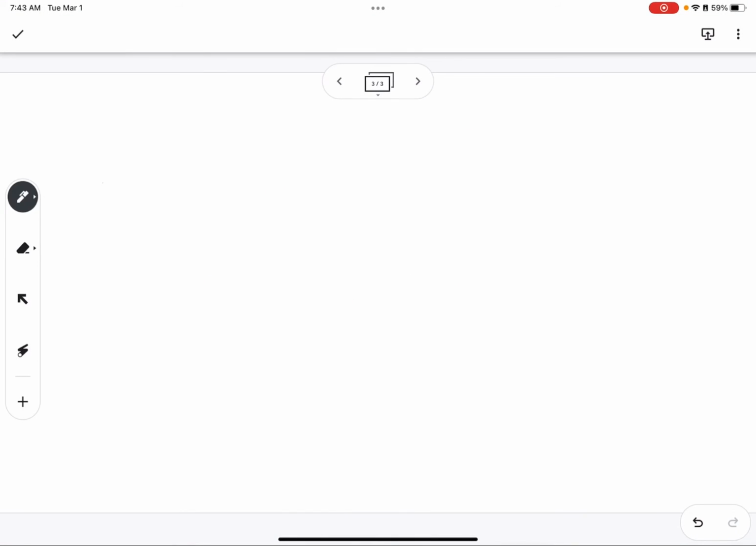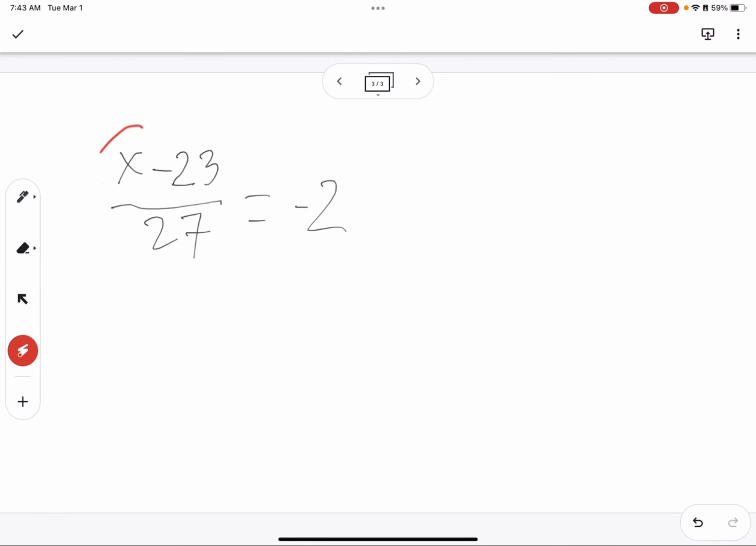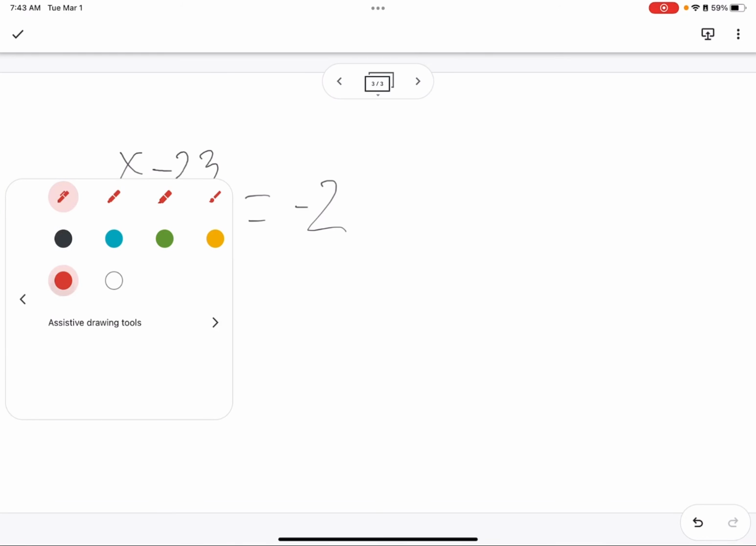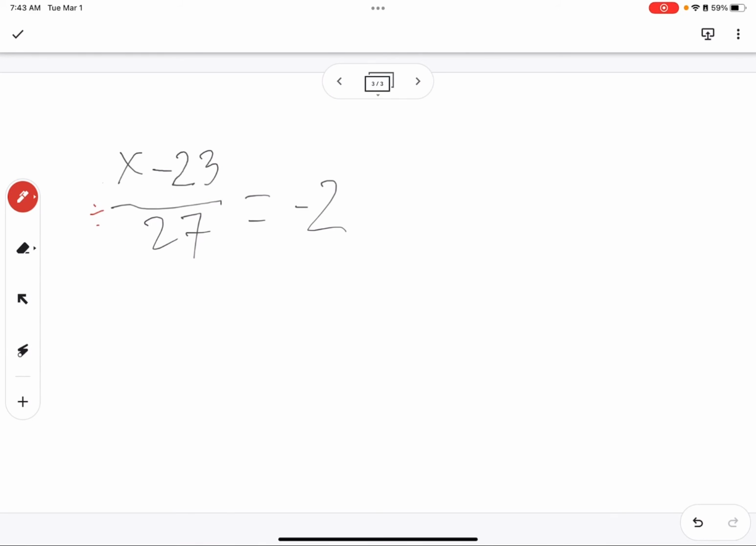Okay, so let's look at this next one here, okay? So we've got x minus 23 over 27 equals -2. Okay? So what two operations are happening to the x? We've got division. That's what is happening. It's being divided by the 27. And then subtraction, because x is having 23 subtracted from it. So let's address the division first, okay?